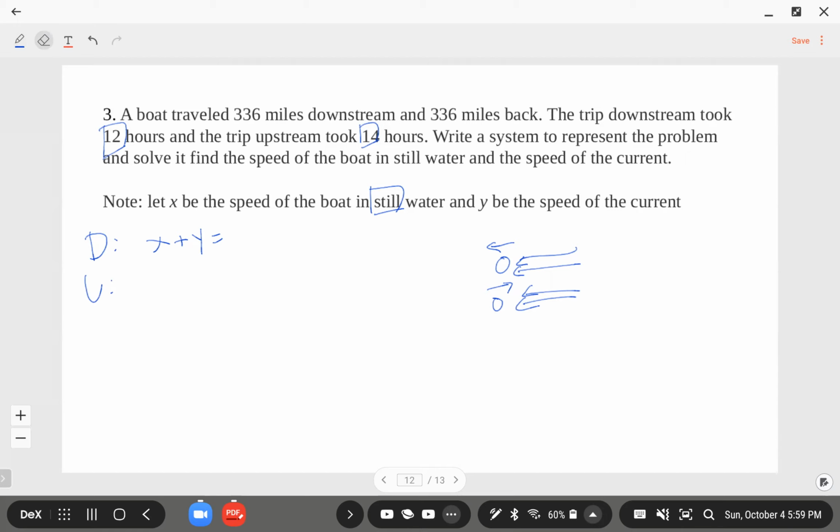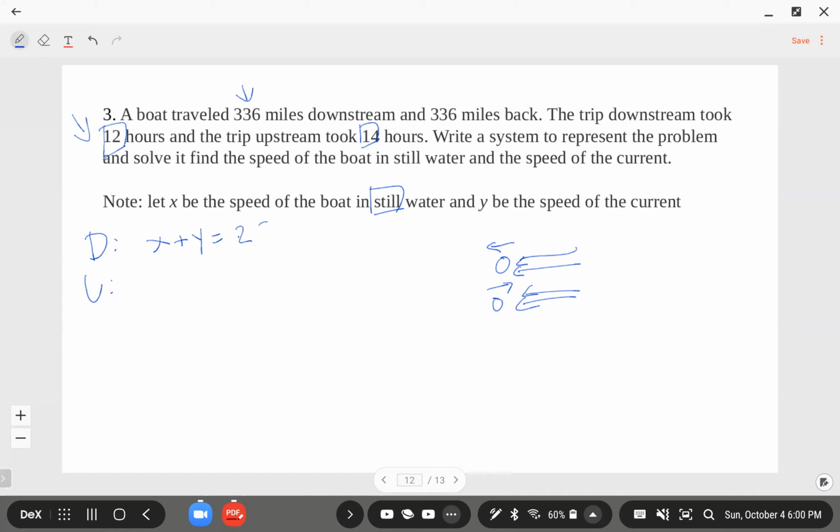Now, let me ask you, what is speed? Speed is distance over time, right? So speed is distance over time. Now, we have the distance, right? 336 gives you the distance very clearly. And we have the time, right? 12 hours. So, this should be 336 divided by 12. And 336 divided by 12 is 28.